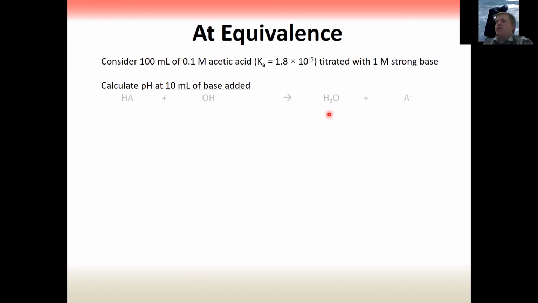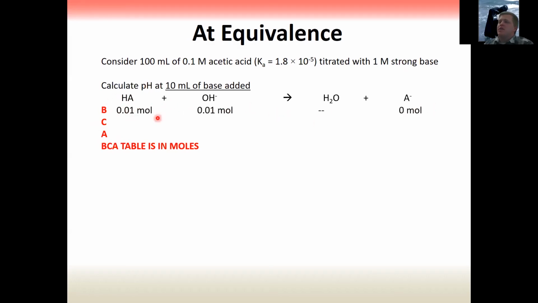So here again, we're going to have to write out our reaction that's happening between our acid and our base. And that's, of course, going to give us water and conjugate base. We're going to write out our BCA table again. We're going to calculate the number of moles of each of these guys.